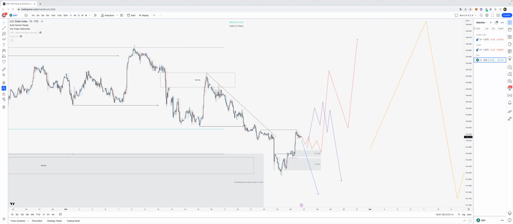This is my forecast for DXY. Most red is my highest probability scenario, and my bias for the first few days slash week ahead.